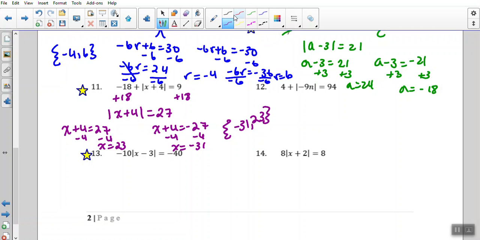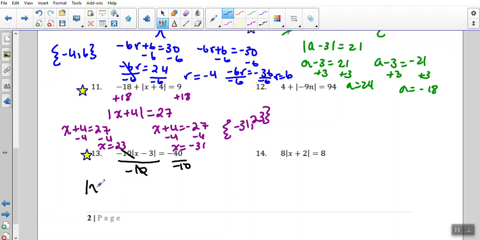Okay. And the last one I wanted to do was problem number 13. Okay, so the negative 10 is being multiplied to my absolute value. I just want you to know that the absolute value, you cannot treat it like it's a parentheses where we distribute. We cannot do that. Don't do that. So the only way I can get rid of the negative 10 is by dividing both sides by negative 10 to get rid of it. So we're going to cross those out.